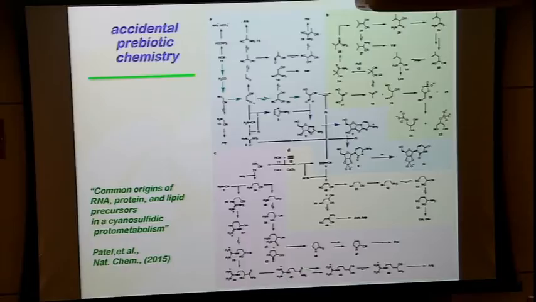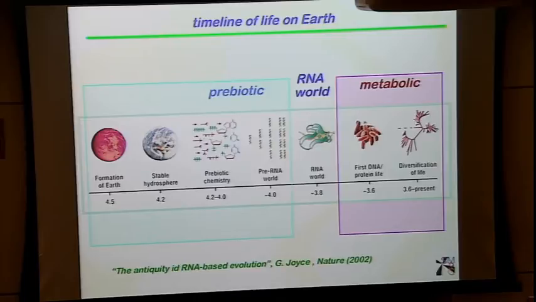There are various pathways here that lead to, for example, this amino acid. This is a nucleobase. And there are also lipid components. This is small molecule organic chemistry that might happen in a concentrated solution that has light shining on it, cycles of temperature change, cycles of hydration and dehydration. So this is the starting scenario.